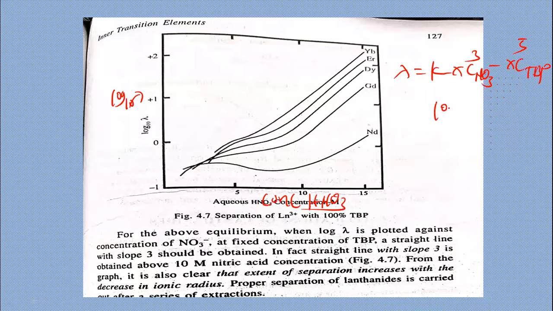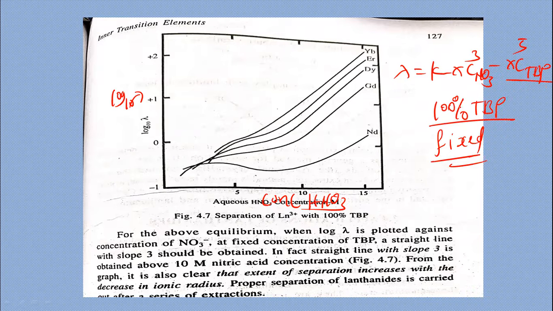100% TBP system, 100% tributyl phosphate, is used here. So for the above equilibrium, when log lambda is plotted against concentration of nitrate ion at fixed concentration of TBP, it is fixed here. We cannot change this. What we are changing? Changing the concentration of the nitric acid. So at fixed concentration of TBP, a straight line with slope 3 should be obtained.